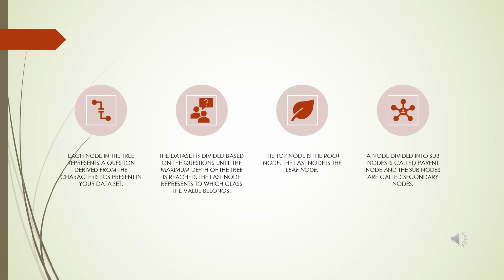Each node in the tree represents a question derived from the characteristics present in the dataset. The dataset is divided based on the questions until the maximum depth of the tree is reached. The last node represents to which class the value belongs to, and the top node is the root node and the last node is called leaf node. A node divided into subnodes is called parent node and the subnodes are called child nodes. These are the important terminology to be known in a decision tree.